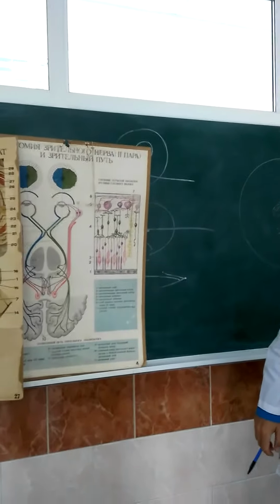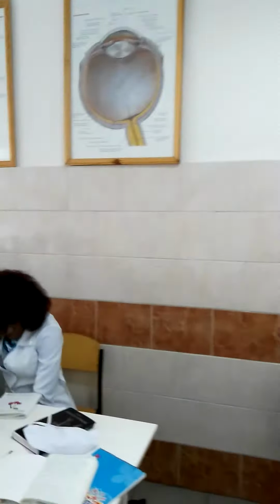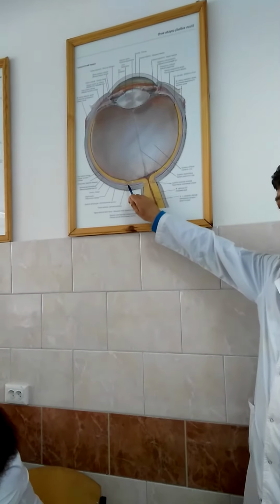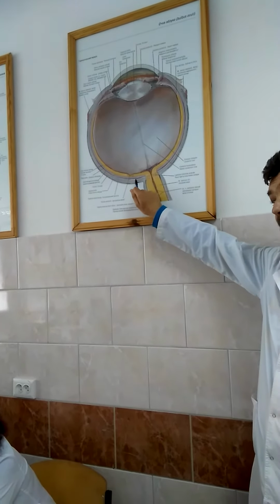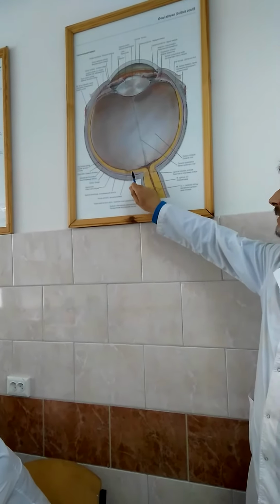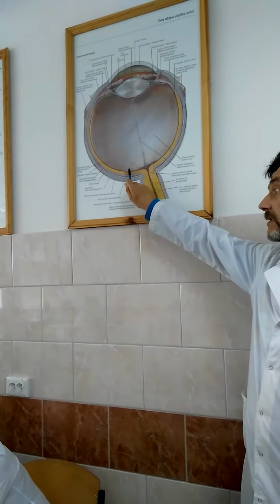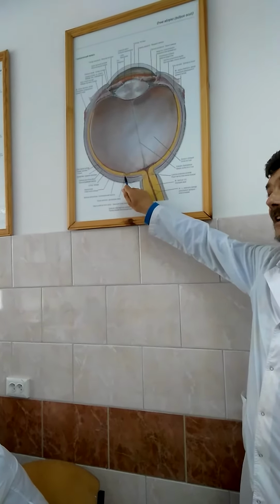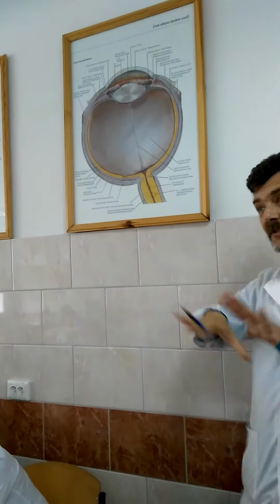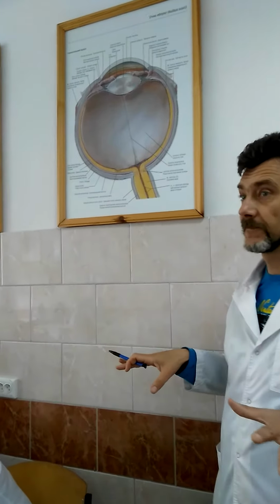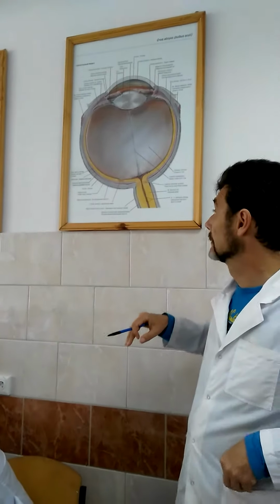The place with the most collection of cones is the macula, fovea centralis. In this place, no rods, only cones. That's why we can see in lightness by this point. In darkness, we cannot see with it. In darkness, we cannot differentiate color. If you see a car, you cannot understand whether it is green or red, and so on.